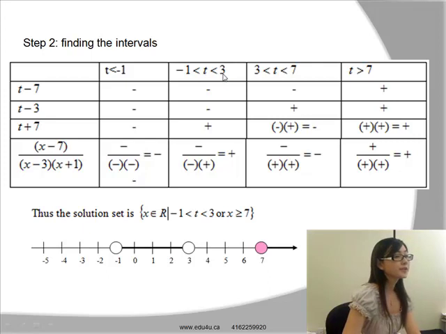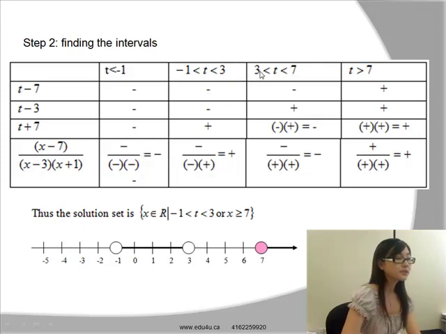So let's go back to the slide and look at the interval where t is less than 3 but bigger than -1. When we plug that into the first factor, we get a negative value. When we plug that into the second, we get a negative value. And for the third, we get a positive value. A negative divided by a negative times a positive equals a positive. So this range is fine.